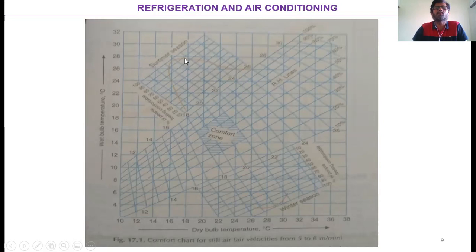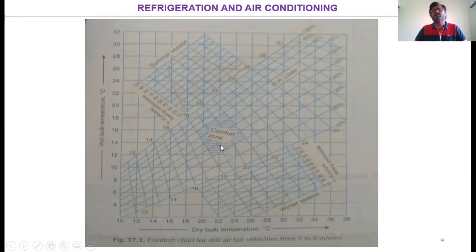It is applicable there for the summer season, the upper left corner. Then the region which is there on the lower right corner, this particular region, is applicable there for the winter season. And then the intermediate region, between which a hatched portion or section portion has been shown here, is nothing but called the comfort zone.